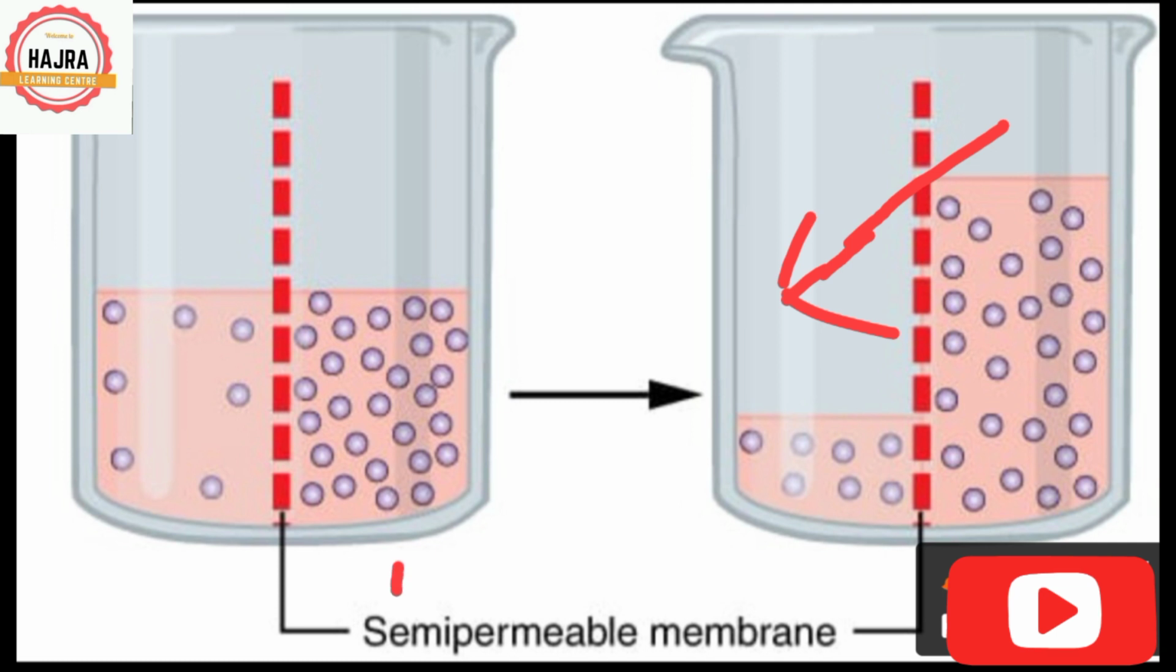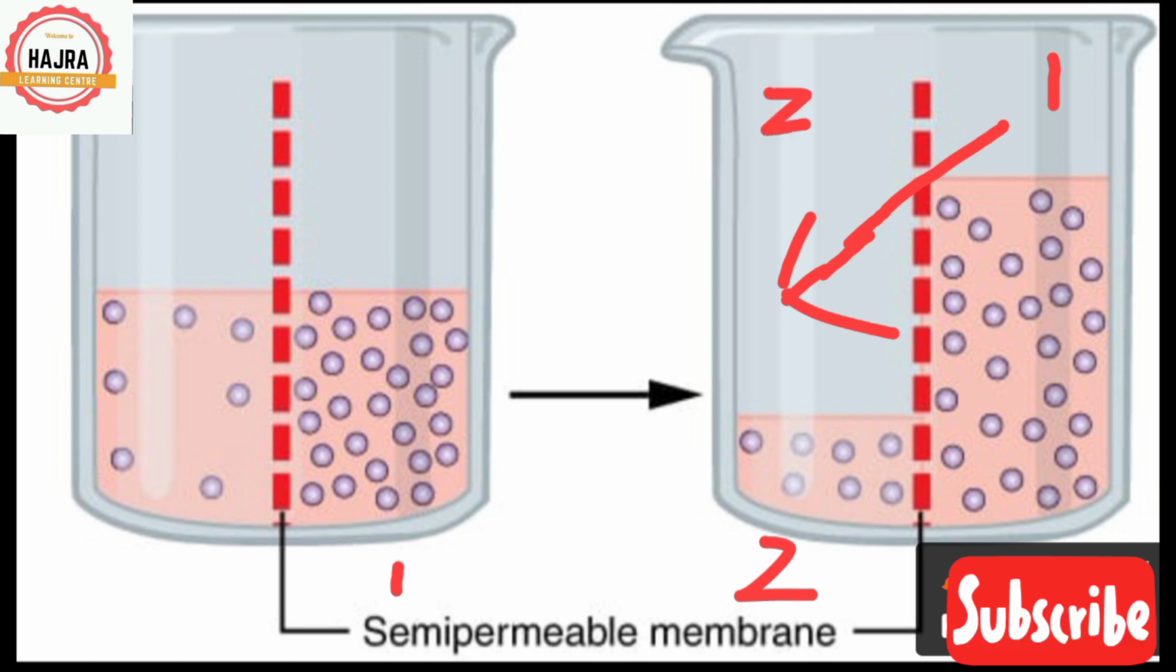So look at picture number 2. In picture number 2, water is going to travel from an area of higher concentration. Area number 1 is the higher concentration and area number 2 is the lower concentration. So water is going to move from area number 1 to area number 2. Area number 1 has a lot of concentration of water.